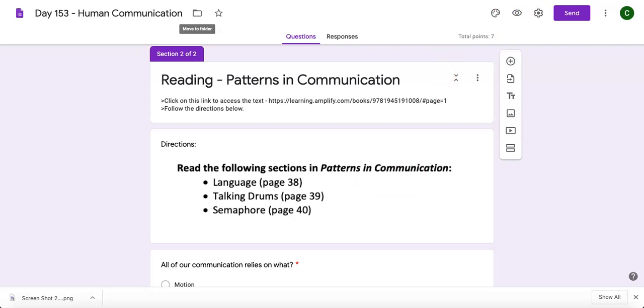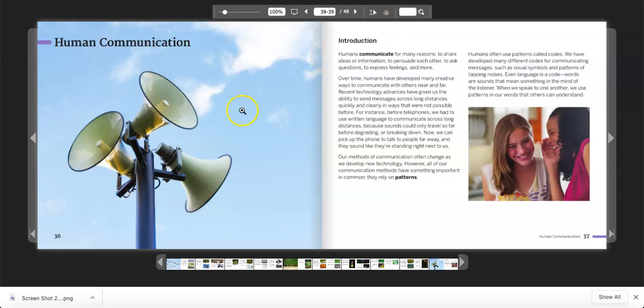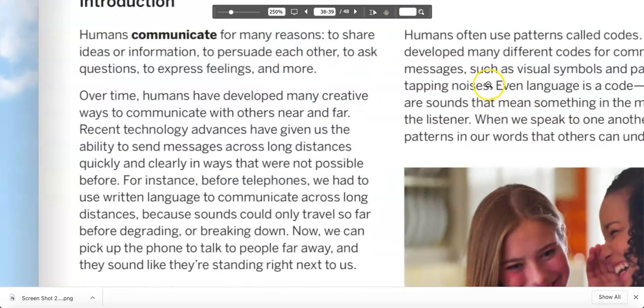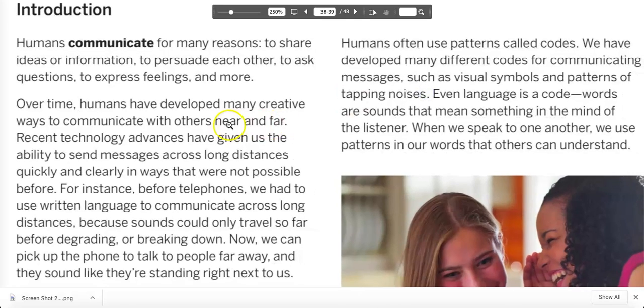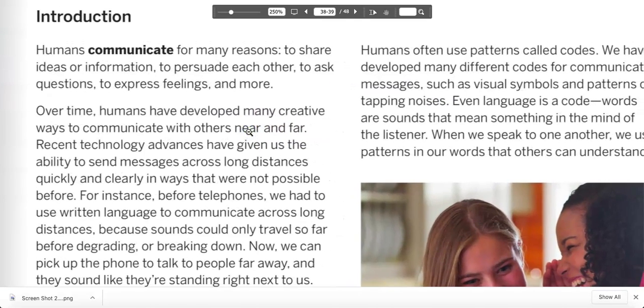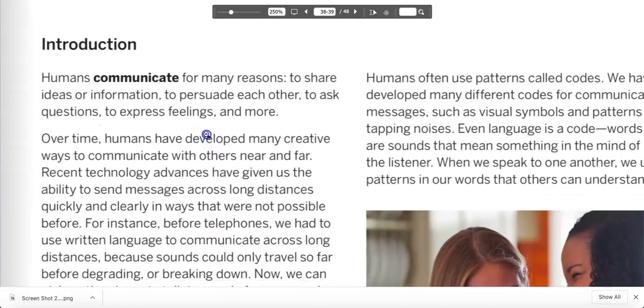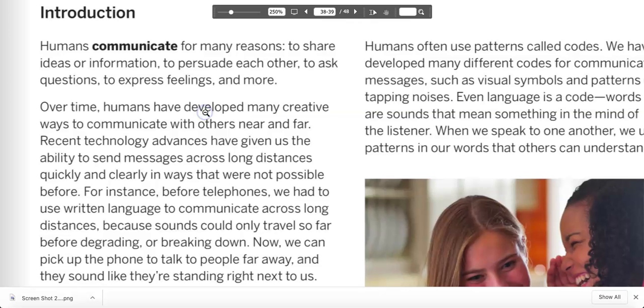All right, let's go ahead and get into the text. I already have it open. We're going to pick up on human communication. I'm going to read the introduction, and I'm going to read it pretty quickly, which is why I'm suggesting you reread it, because I don't want to spend a whole lot of time reading it since you do have access to the text. As I am reading, please make sure you are not distracted. Make sure you are focused on the words that I'm reading, because the answers are going to be straight from the text.